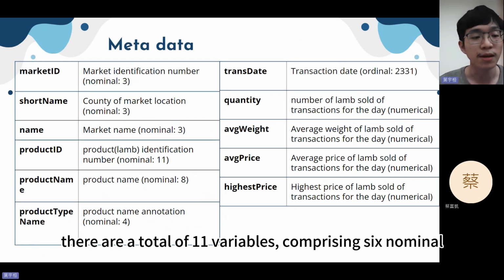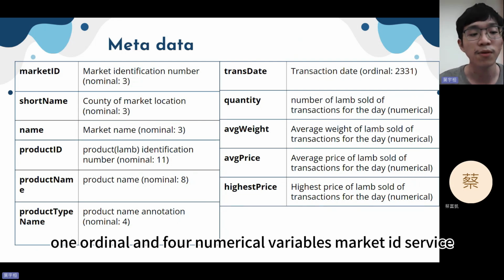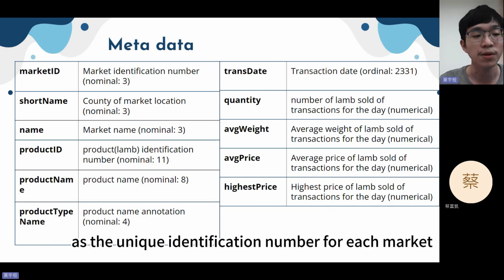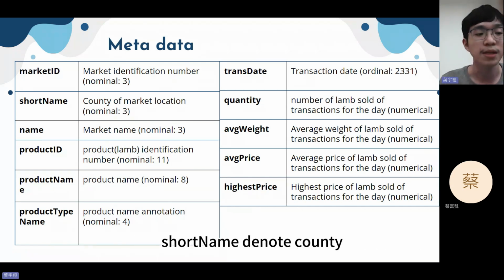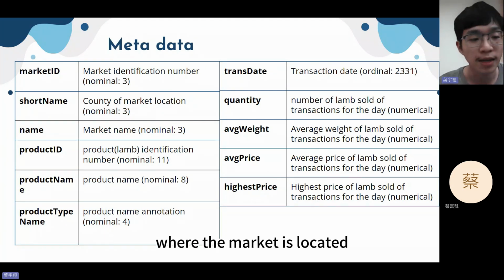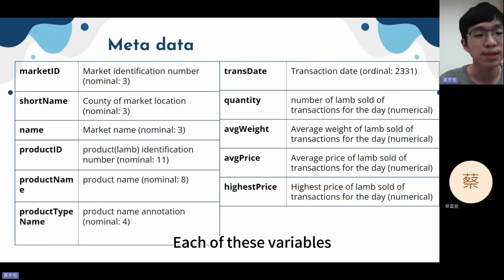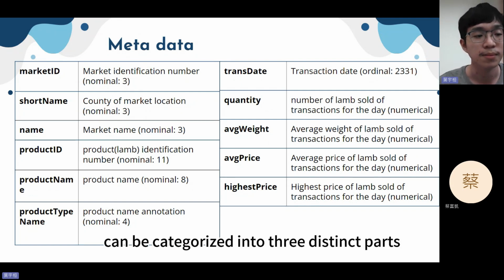In the metadata, there are a total of 11 variables, comprising 6 nominal, 1 ordinal, and 4 numerical. Market ID serves as the unique identification number for each market. Short name denotes the county where the market is located, while name refers to the market's name. Each of these variables can be categorized into 3 distinct parts.